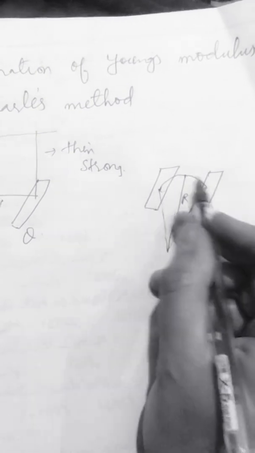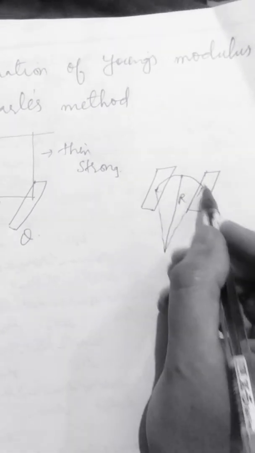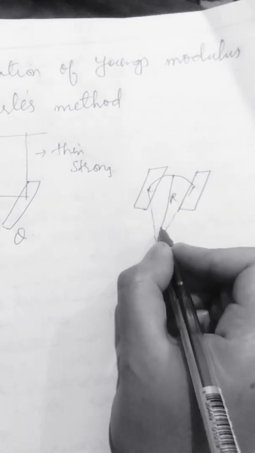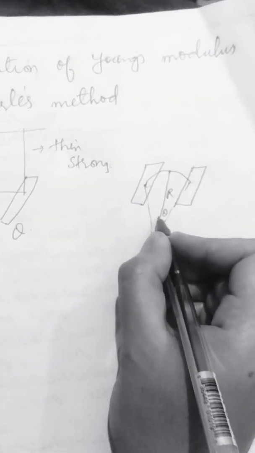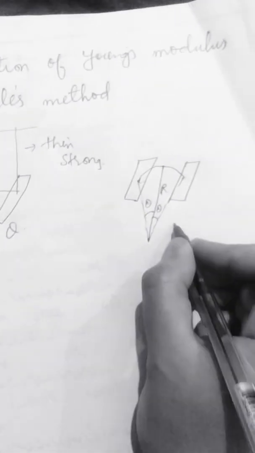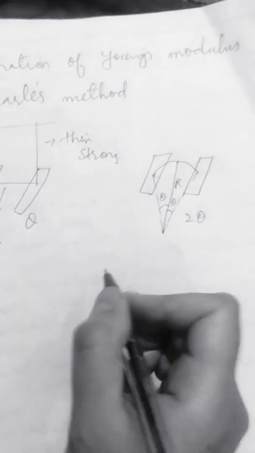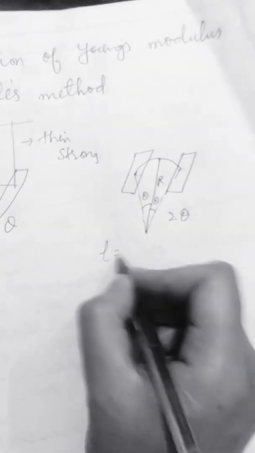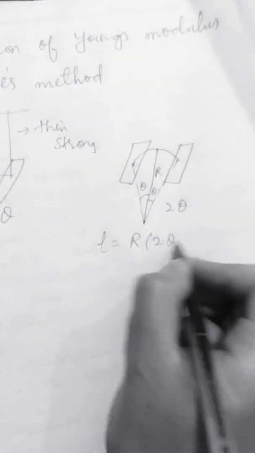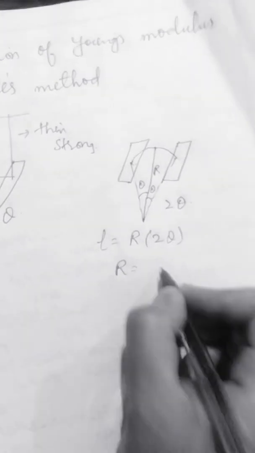So this makes the wire bent, and suppose the radius of this arc is now this capital R, and at the center suppose the two ends subtend an angle theta. So what is the total angle? It is 2 theta. We know that the length of the arc is radius into angle. So what is this radius? It is L by 2 theta.